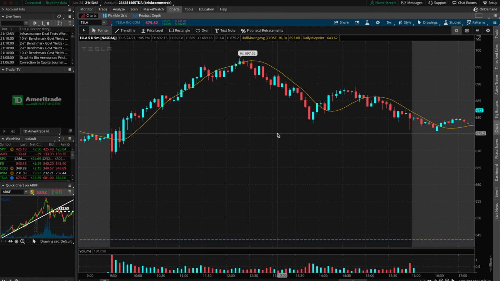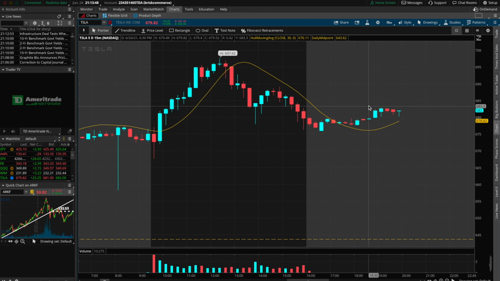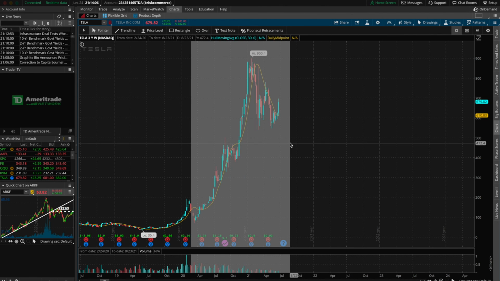So now, looking at this within the 5-minute time frame is what a lot of traders do on a daily basis, but 15 minutes is generally recommended for people that are new to day trading per se. I usually look at the weekly chart in order to make a more well-informed decision about a particular equity when it comes to Brisk Commerce.